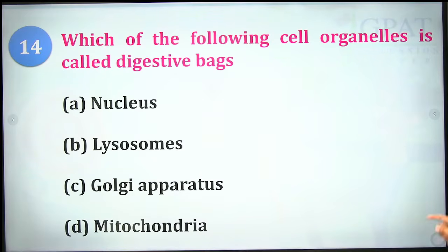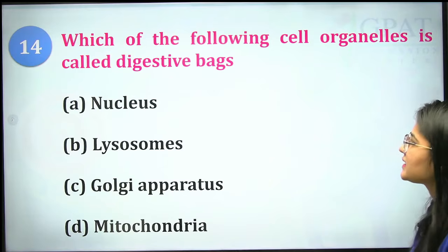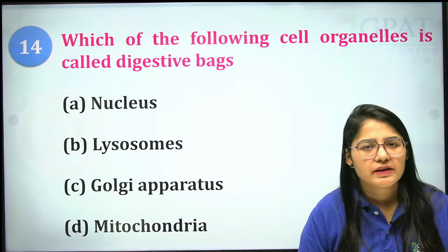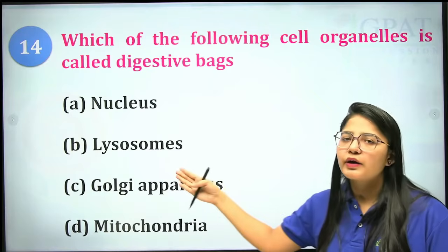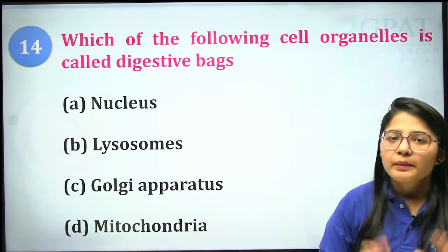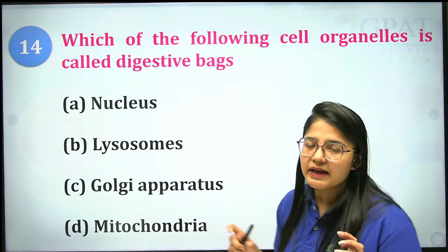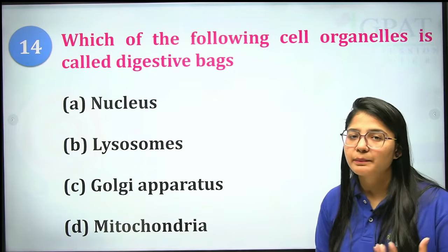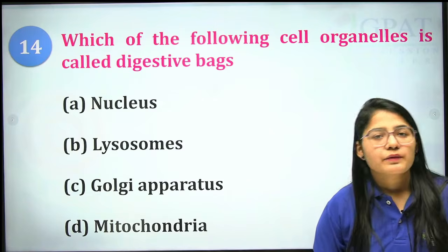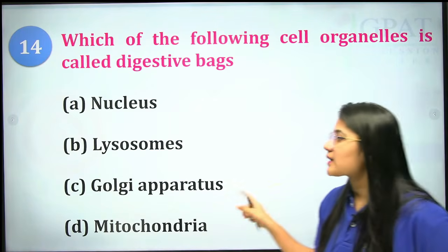Clear? Next question. Which of the following cell organelles is called digestive bags? Digestive bags are also known as suicidal bags of the cell, and we have only one organelle known as lysosomes because they contain hydrolytic enzymes which are responsible for the destruction of your nucleus, lipids and proteins. That's why they are known as suicidal bags of the cell.